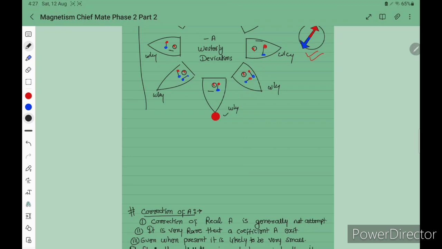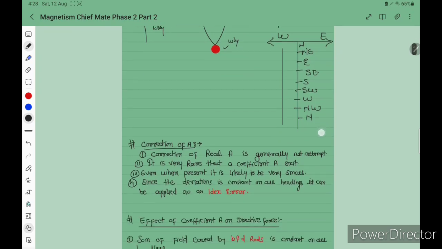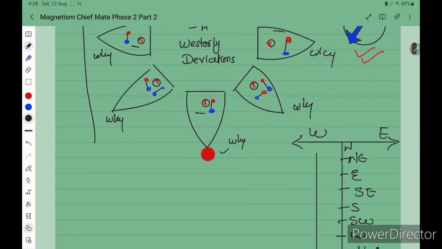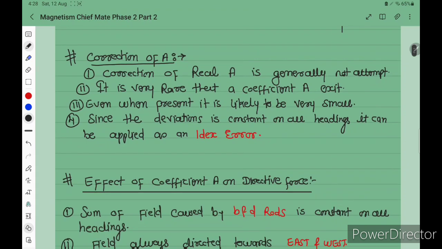So how will we make the deviation graph? East, west, north, northeast, east, southeast, south, southwest, west, northwest, and north. So it will be constant westerly on all headings. So now the correction of A.